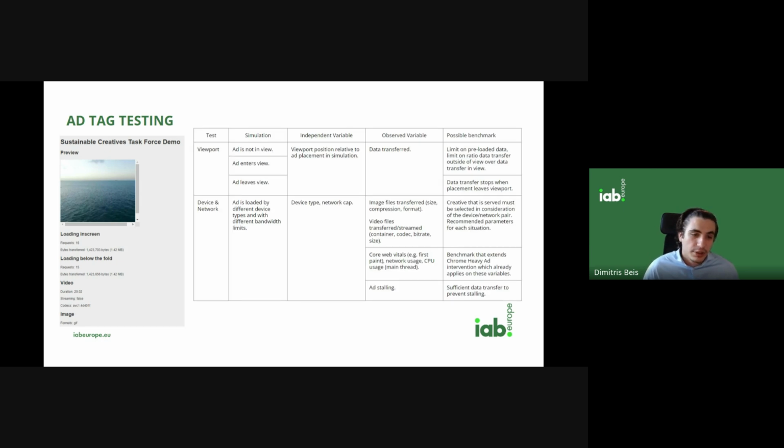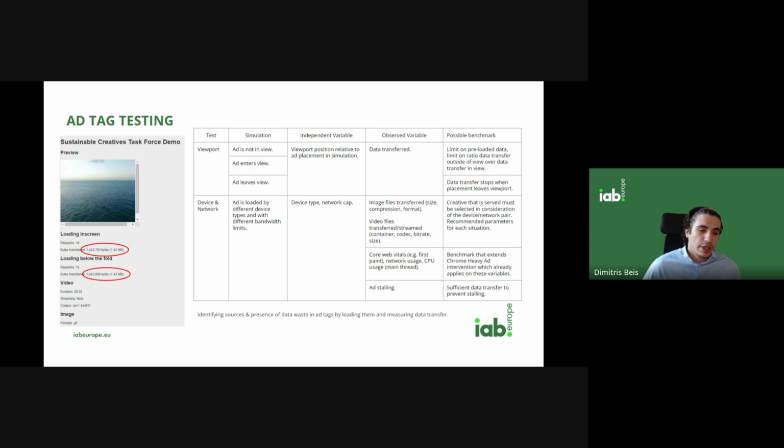Now, when it comes to video, apart from what we're doing on a video asset level, we're also looking at tags and trying to understand data transfer at the ad tag level. Specifically, we're testing out cases such as the ad tag moving in and out of the viewport. We're loading the ad tag in different environments, different device types, different bandwidth limits to understand A, what kind of data wastage exists, and also B, how exactly the ad tag adapts to different environments. So, for example, in this particular case, we see that all of the loading happens below the fold anyway. So this particular tag is not very efficient.